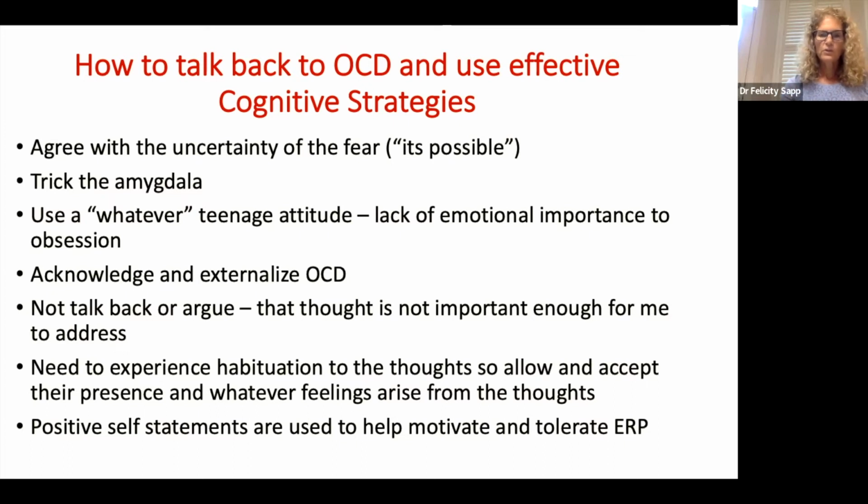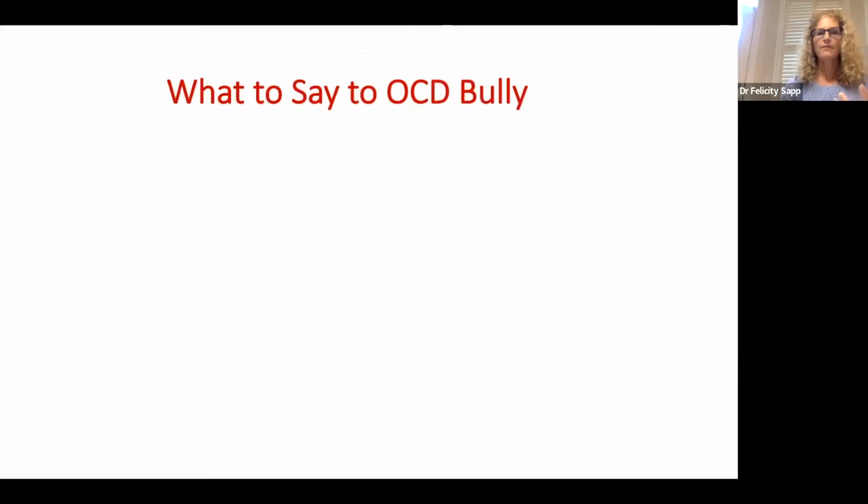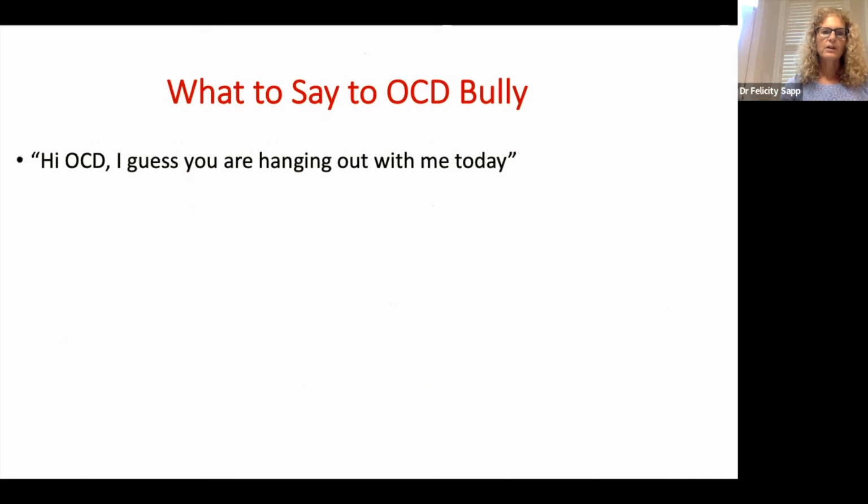So here's some examples that I'll often have kids say to their bully. Just acknowledge it. Hey, hi OCD, hi beastie, hi tricky trickster. I guess you're hanging out with me today. Okay. Sure, OCD, whatever you say. Okay, yep, that's right. You're right. I'm going to hurt myself.